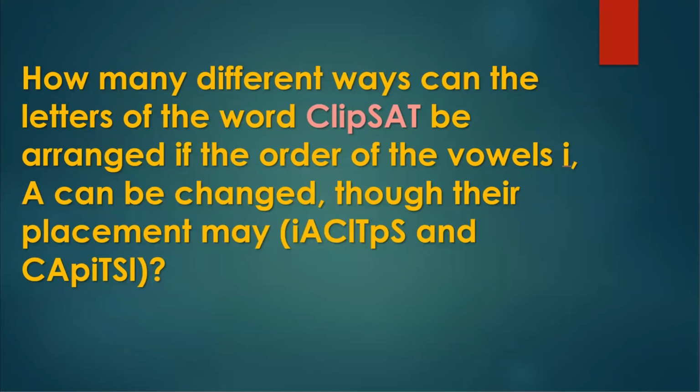Okay, how many different ways can the letters of the word ClipSat be arranged if the order of the vowels I and A can be changed this time? So their placement may be I then A or A then I, like the other word here. Just examples. Give it a pause again and a try, and continue to watch.